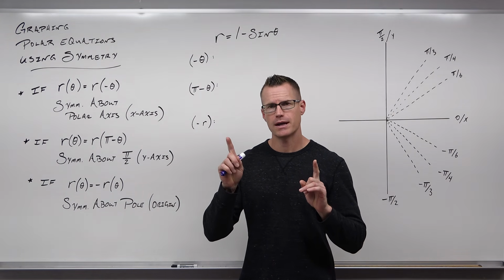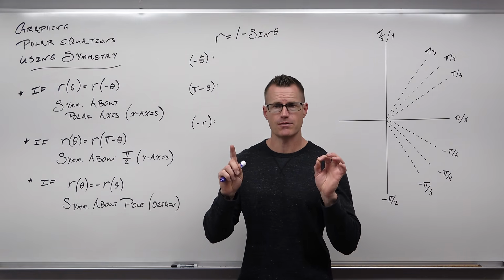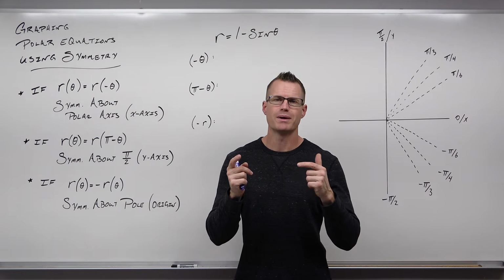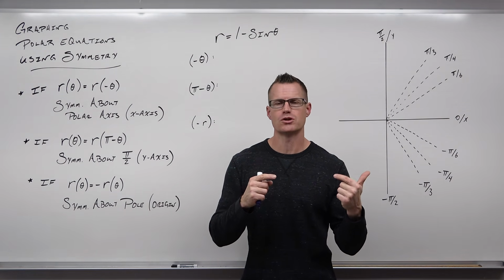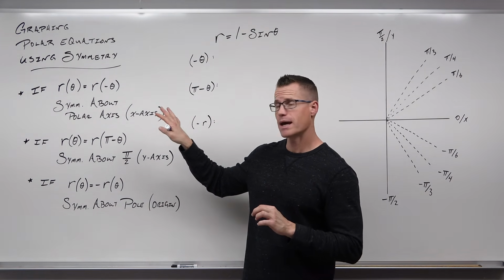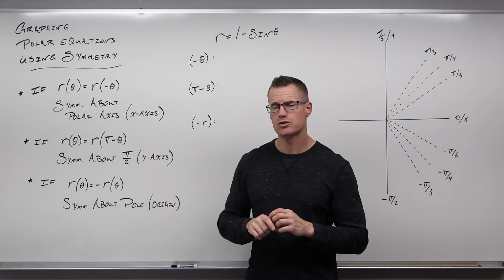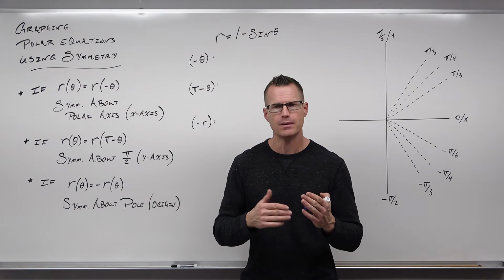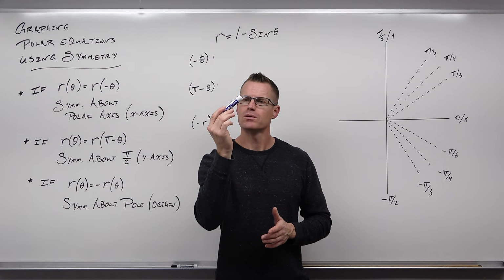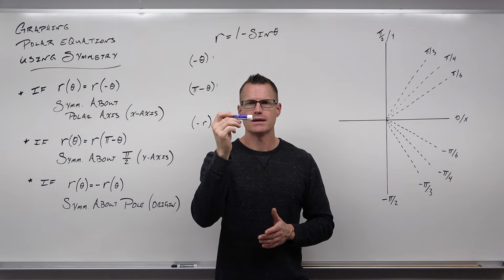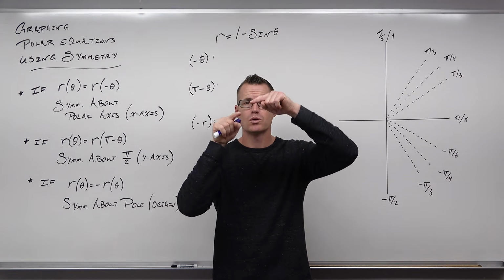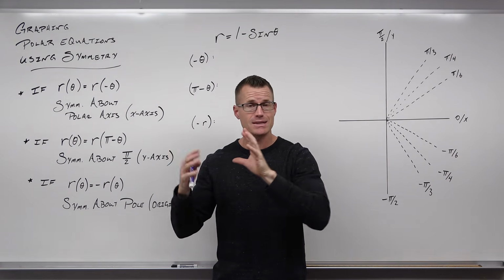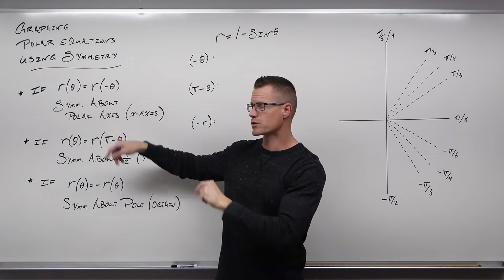If you plug in negative theta and it gives you the same exact equation that you started with, so basically it acts like an even function, then you're going to have symmetry in your graph, and it's going to be symmetric about the polar axis or the x-axis. Now think about why that would happen. If you have a positive angle and a negative angle, and it gives you out the same exact points, you're going to be mirrored across this polar axis. It's going to give you the same exact values. That's like the x-axis. So we're going to check that first.